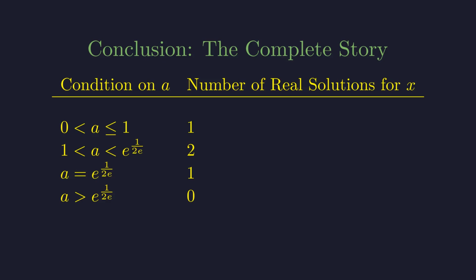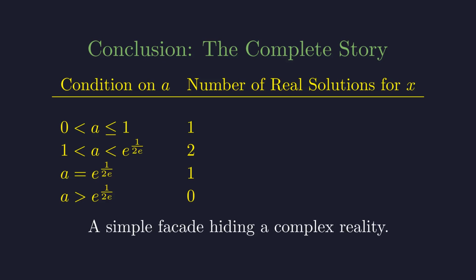So we can now state the complete story of this equation with full confidence. When a is between 0 and 1, there is one solution. When a is greater than 1, but less than the critical value, there are two solutions. At the precise critical value, there is one tangent solution, and if a exceeds this value, there are no real solutions.